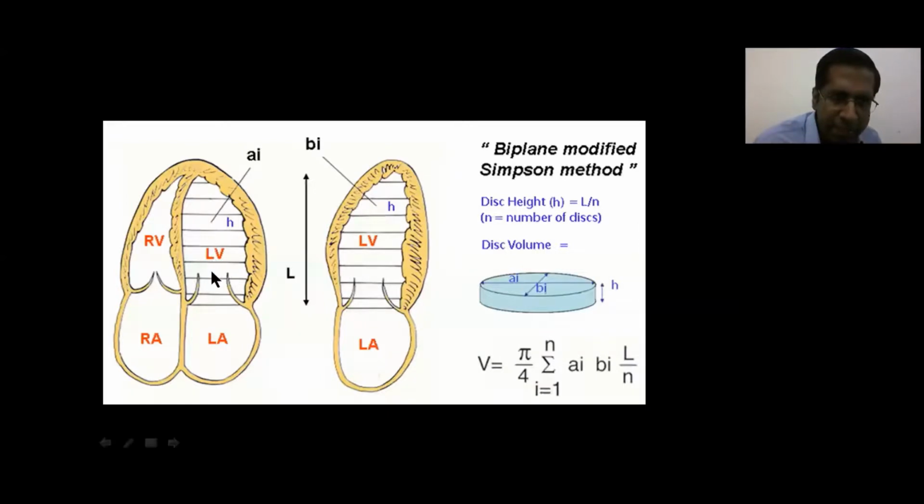The multiple discs are seen here, and the volume is just the summation of these discs. You do this in systole, you do this in diastole, and the difference is the stroke volume, and that divided by the end diastolic volume gives you your ejection fraction. So that is a very simple way of disc summation.